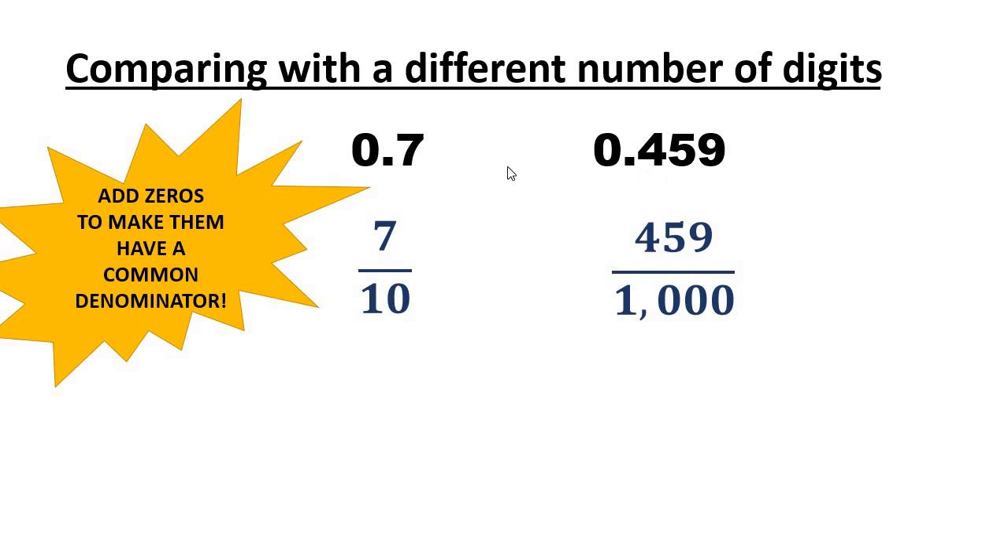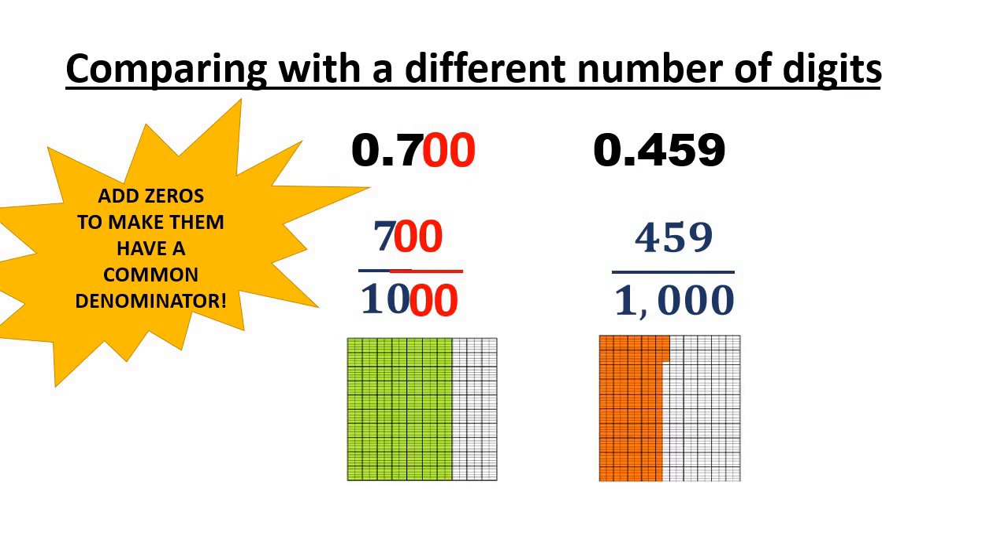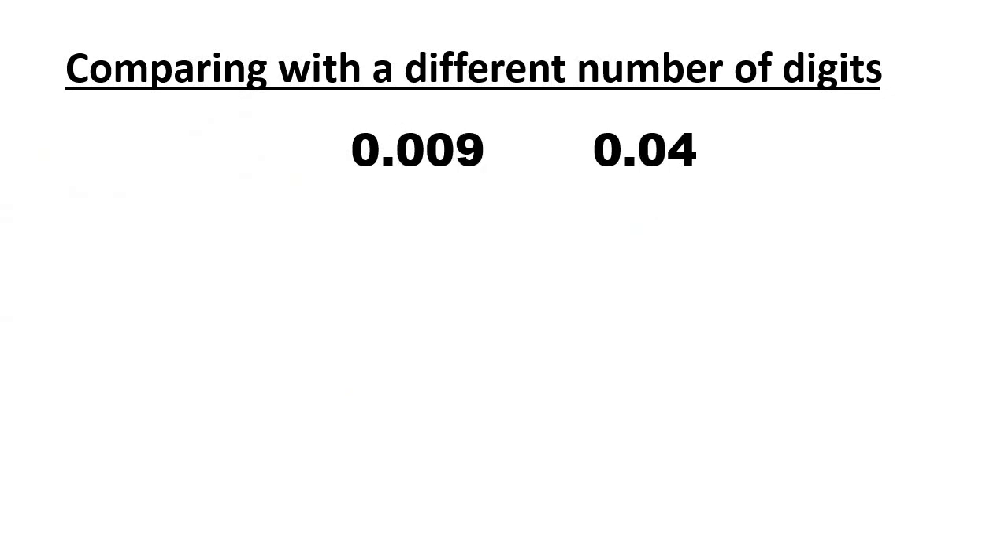So this one has 3 digits, this one only has 1. So I'm going to need to add 2 more zeros to the end of the tenths so that now both of them are in the thousandths. So now I'm comparing 700 thousandths to 459 thousandths. And if you take a look at that picture or you think about those numbers, 700 is definitely bigger than 459 thousandths. Let's look at another example.